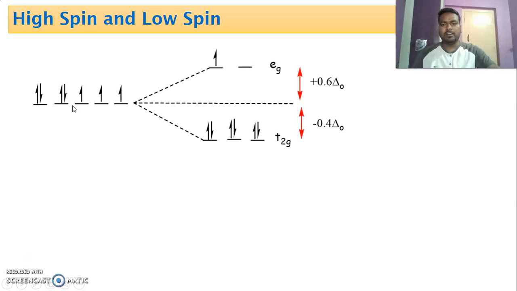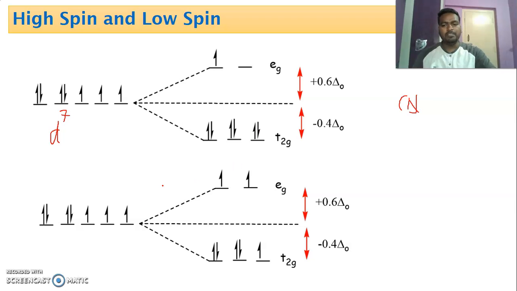Let us look at this complex. This is a D7 system. Why is it D7? Because the system has 7 d electrons. If you fill the electrons here, it violates Hund's rule. Actually 7 electrons means 5 should be in T2G and 2 electrons should be in EG. But due to the presence of strong ligand, what happened? This strong ligand forces the electrons, that's why they occupy the T2G level.